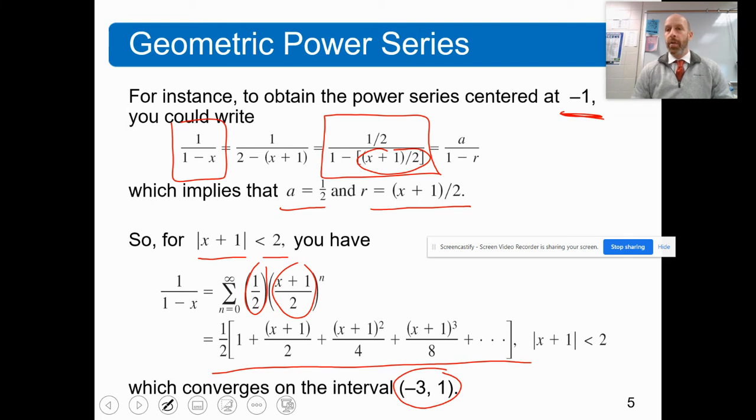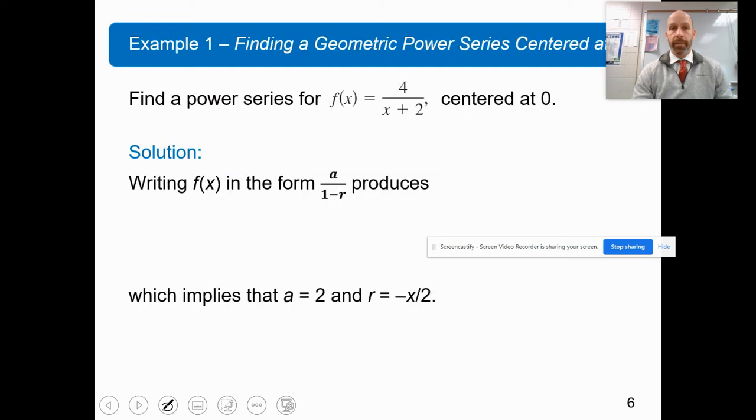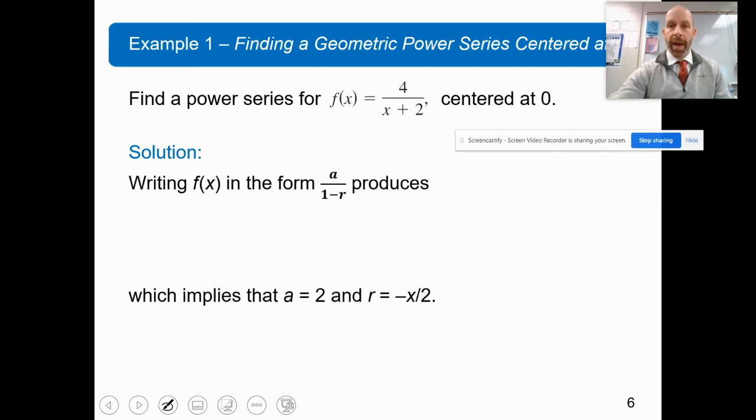That has something to do with the fact that we're now shifted over to the left one, and we've got this factor of 1/2. So we've got a little bit more interval to deal with. So let's look at our first example. Here's a question that you might have on the homework. It says, find the power series for f of x equals 4 over x plus 2. This one's going to be centered at 0.